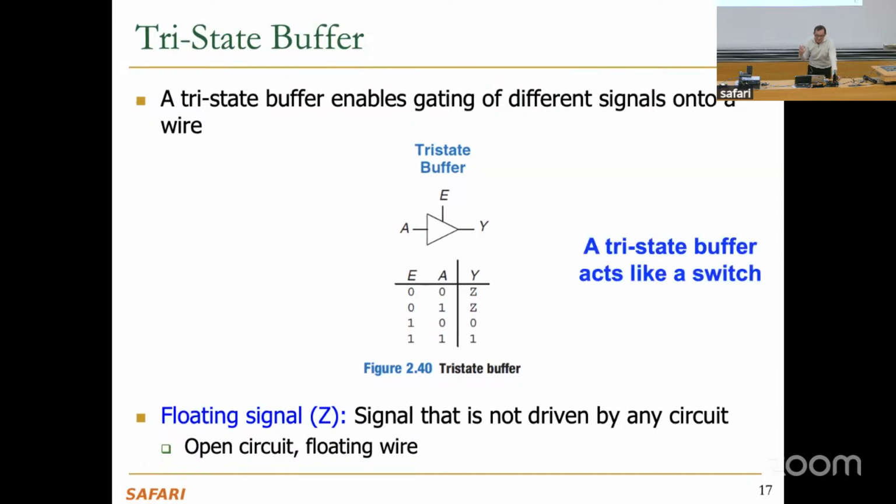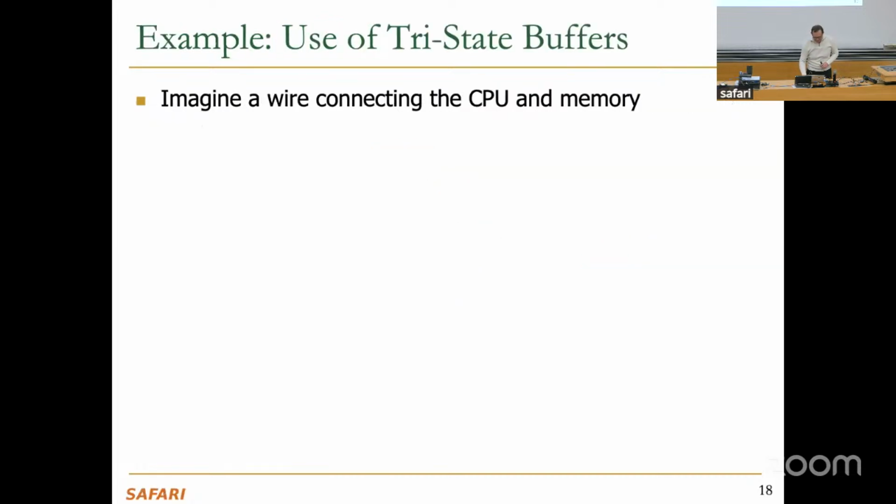So a tri-state buffer, if you think about it, acts like a switch, right? If enable is 0, the switch is open, and A is not connected to Y. If enable is 1, the switch is closed, and A is connected to Y. Sounds good, right? Okay. So why is it useful?